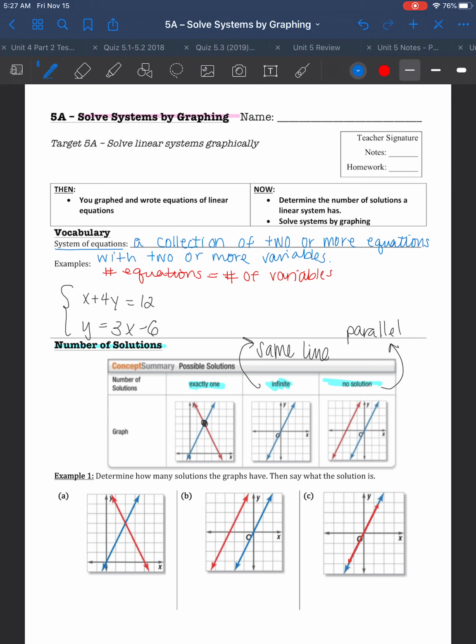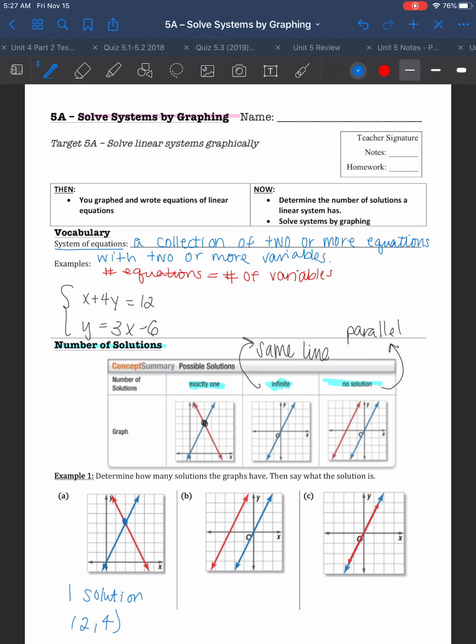Alright, so example 1, we're just determining the number of solutions. For part A, my 2 lines cross right there, so that would be 1 solution. To find that, I could look at my x value. Here's the origin, so it would be 1, 2 for the x value, 1, 2, 3, 4 for the y value. So the point would be (2, 4), and that would be the solution.